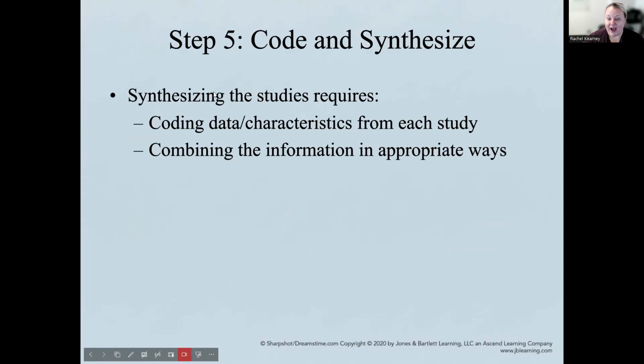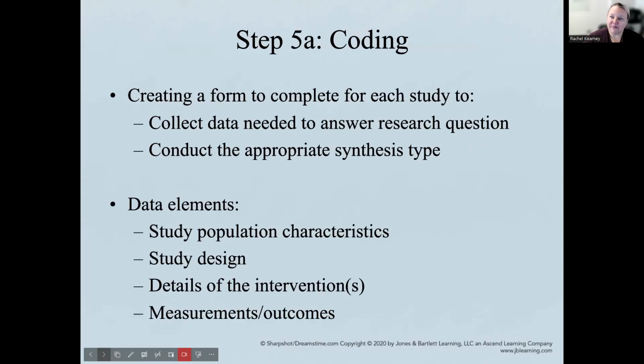The next step, once you have all of the studies that you're going to include, is to synthesize the studies. And so you're going to code the data or the characteristics from each study and combine the information in appropriate ways. So you may be looking at, some studies said that, yes, reducing TV did decrease BMI, and some maybe said that they did not. Some may have used BMI as an outcome. Some may have used just overall weight as an outcome.